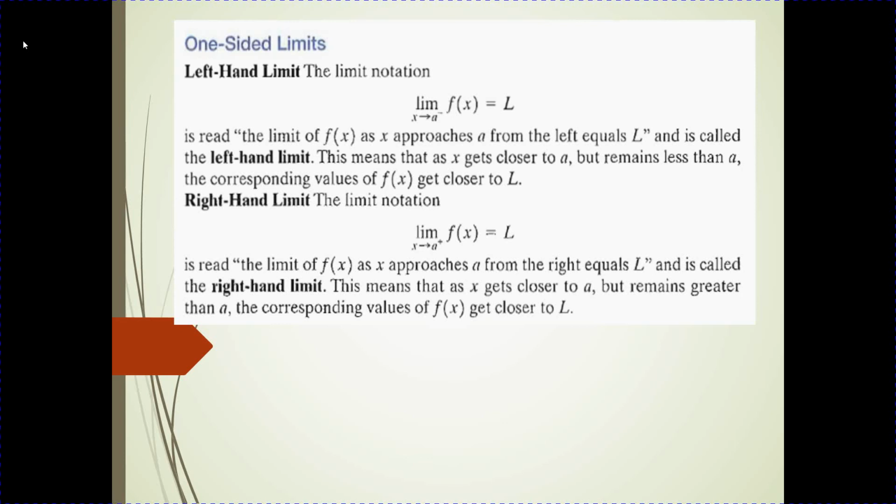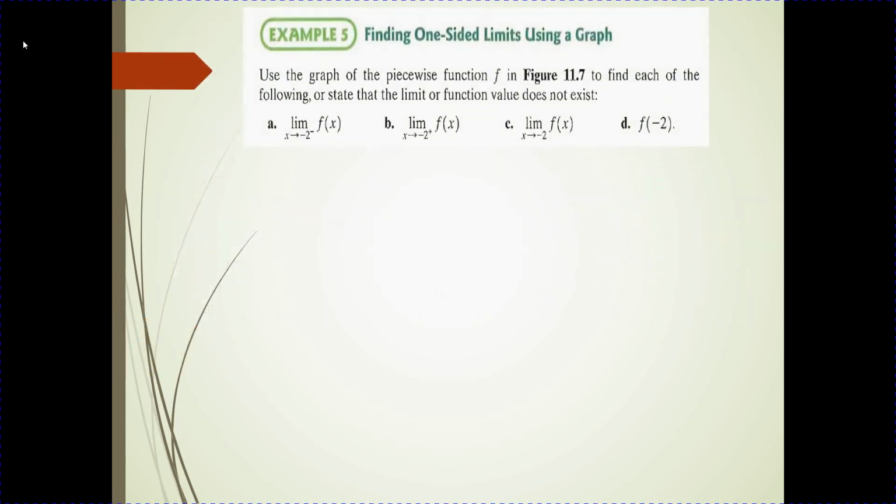By the way, one-sided limits help you to determine the existence of the limit. We say that the limit exists when the left-hand limit and the right-hand limit are equal. Otherwise, the limit does not exist. That means if the values of the left-hand limit and the right-hand limit are different, then the limit doesn't exist. Now let's go to problem 5.